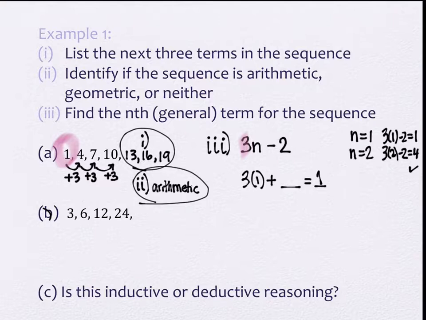All right. How about the second one? How do I get from term to term here? So this one's multiplication by 2. Everybody good with that? Can we find the next 3 terms then? Okay, so what's going to come after 24? 48.